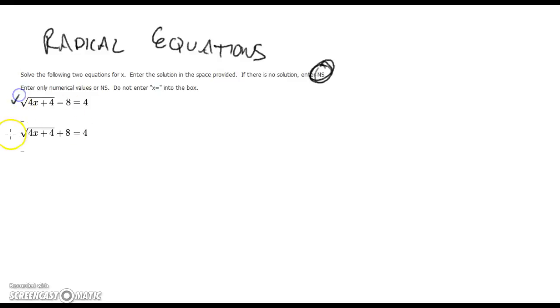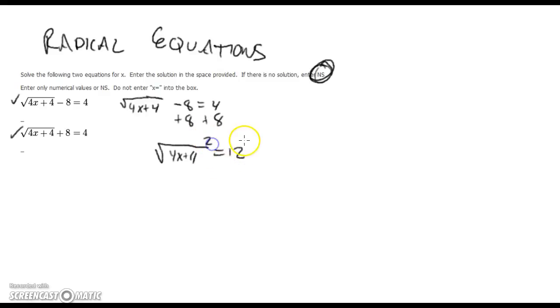You'll notice that these two are very similar. So first thing I'll do is I'll just rewrite it so I have some workspace. 4x plus 4 is the square root, then I've got minus 8 equals 4. I begin using inverse operations, and I get the square root of 4x plus 4 is equal to 12. I go ahead and square both sides, and I end up with 4x plus 4 is equal to 144.